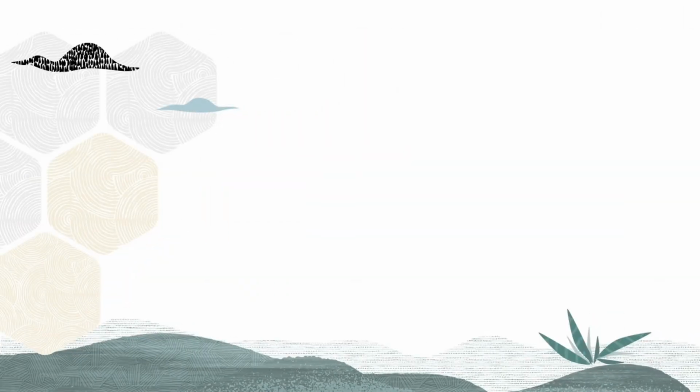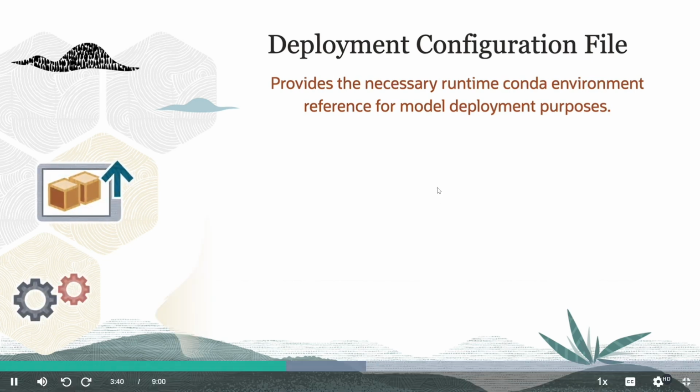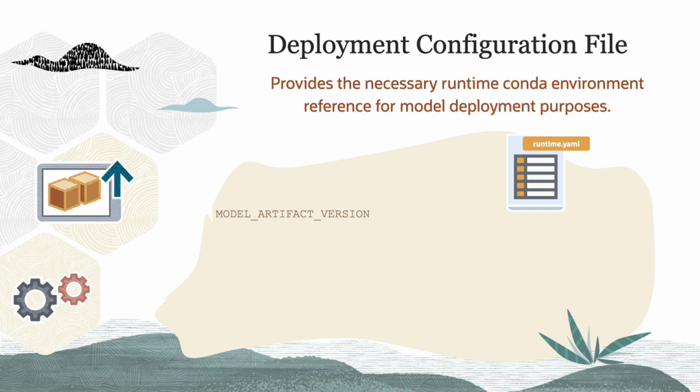The purpose of the runtime YAML file is to provide the necessary runtime Conda environment references for model deployment purposes. This is required if you want to deploy your model by using the model deployment feature of the data science service. The model artifact version is the version of the artifact format. This is automatically extracted by ADS when the model is saved in the notebook session. The inference environment slug is the slug of the Conda environment you want to use for deployment and scoring purposes.